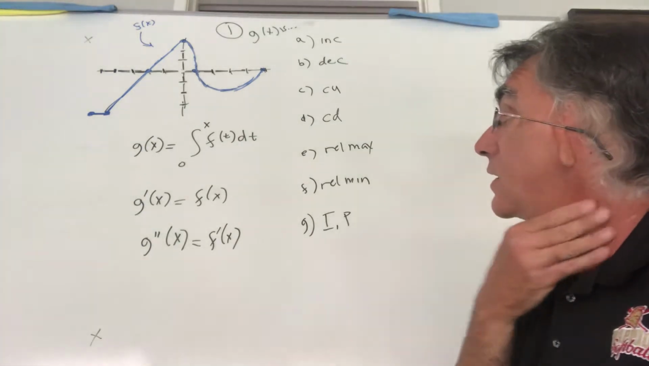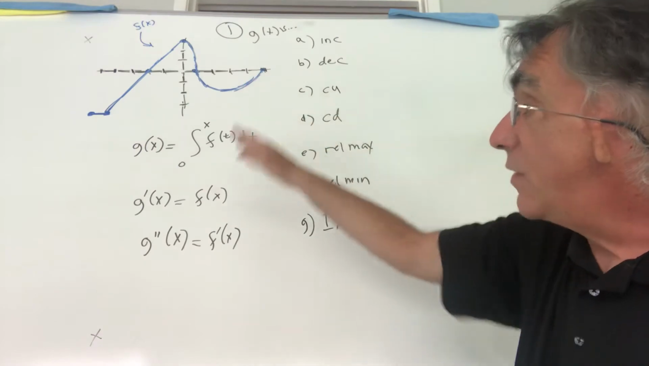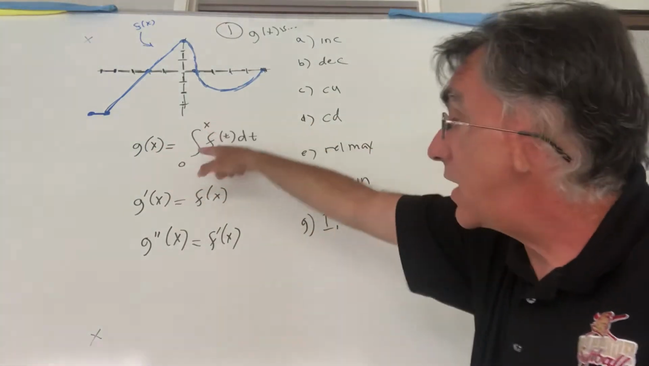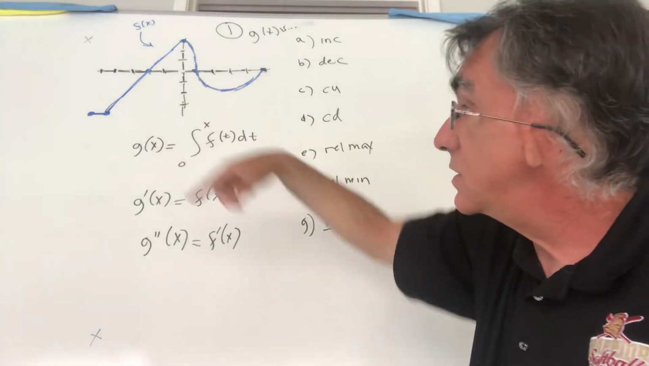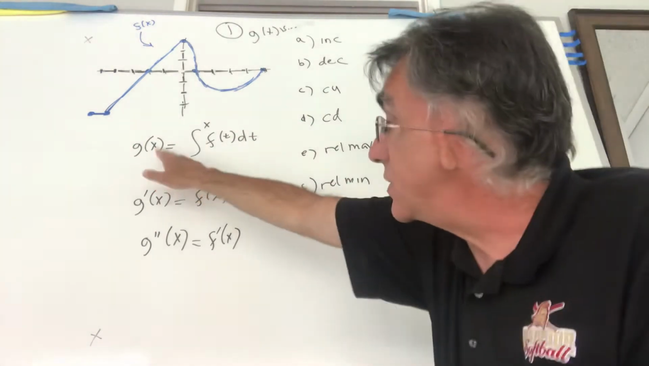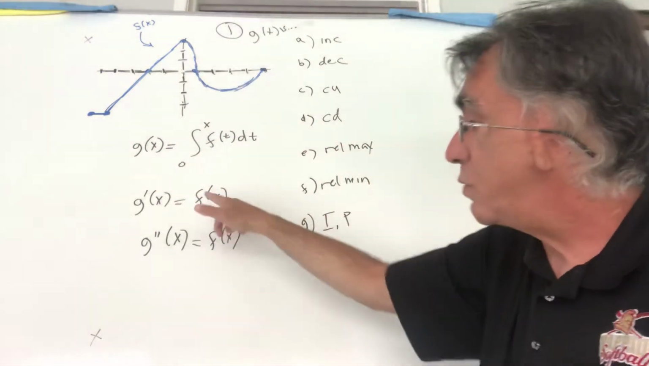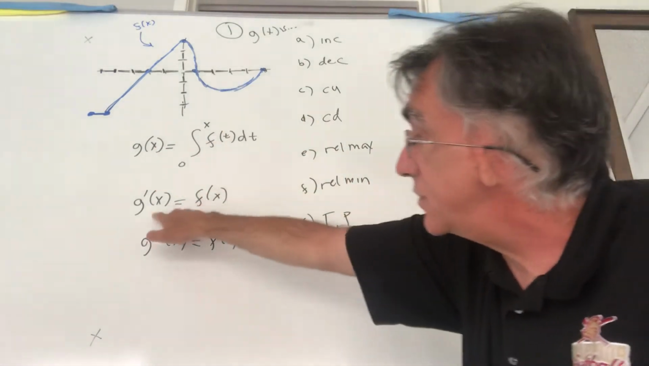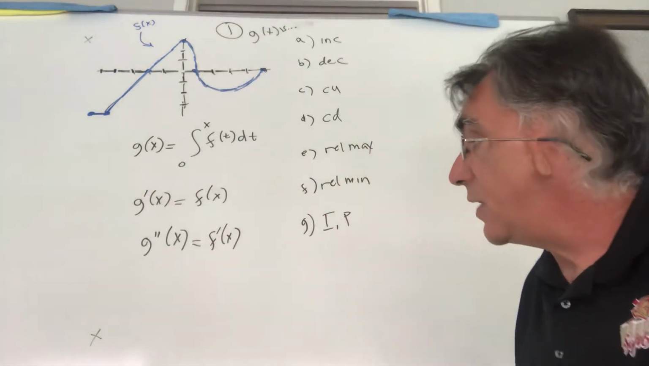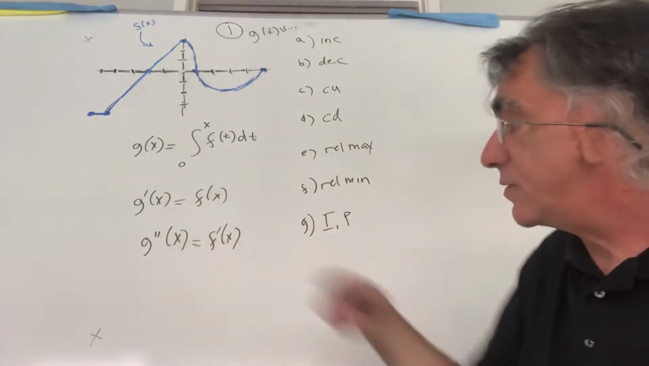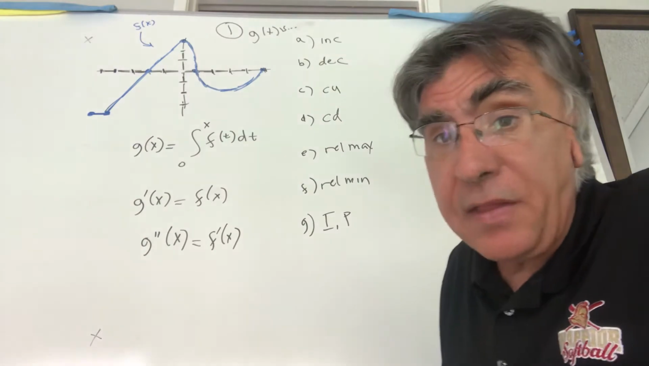I think they're going to give you a graph, and they're going to say that g is the integral of that graph. So you want to realize that that graph is really the derivative of g, and then if you take the derivative again, the second derivative of g would be the derivative of f. Okay, I think that's how they're going to address it.